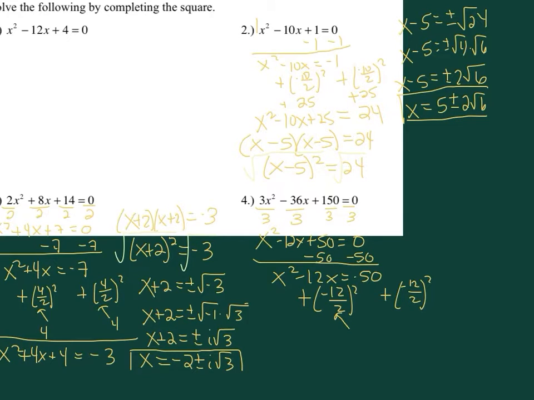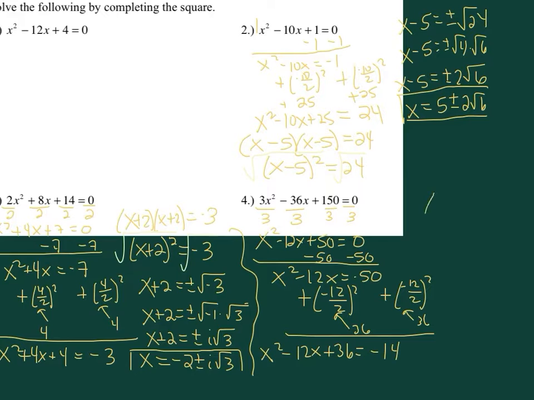Well, half of negative 12 is negative 6, squared is 36. So I'm really adding 36 to both sides. And I'll get x squared minus 12x plus 36 is equal to negative 14. So again, I've got a negative as my constant on the right-hand side of the equation, so I'm thinking I'll end up with an imaginary unit in there.